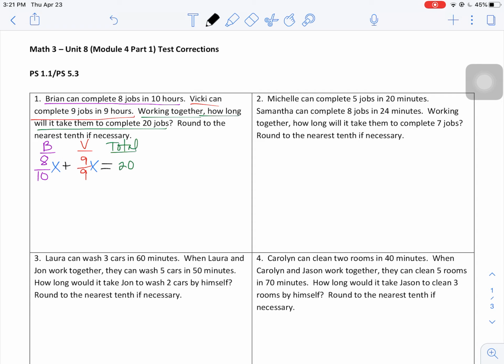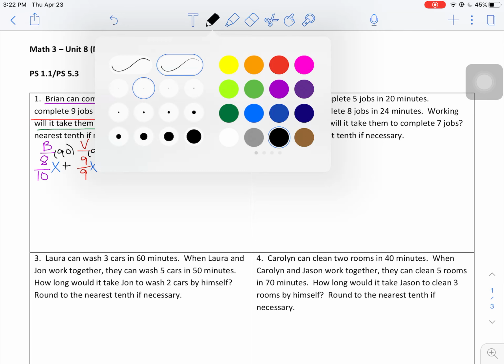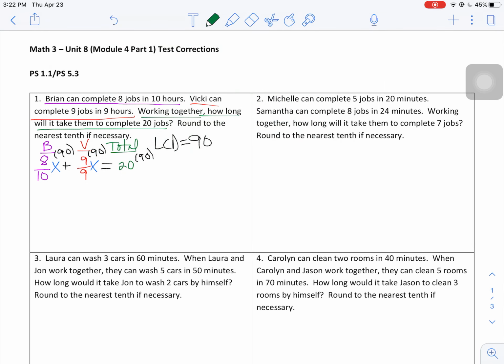For the actual solving part, there are lots of different ways to do it. The way we did it in class is we multiplied all of the terms by the least common denominator so that we could get rid of all of the fractions. So the least common denominator would be 90 because that's the least common multiple of 10 and 9. So I'm going to multiply all of my terms by 90, by the least common denominator. The whole point of doing this is to cancel out the fractions.